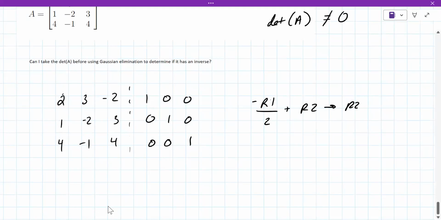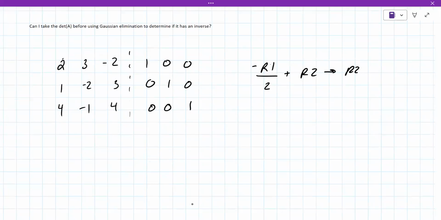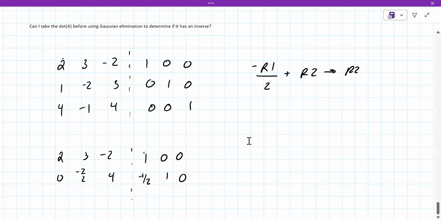So 1 minus. So take everything in row 1 divided by 2, then negate it, then add it to row 2. So here's the result of that. Oh, so I can get a 0. Well, yeah, you want a 0 in the first position. So you end up getting 0, -7/2, 4, -1/2, 1, and 0. Then you do the similar.